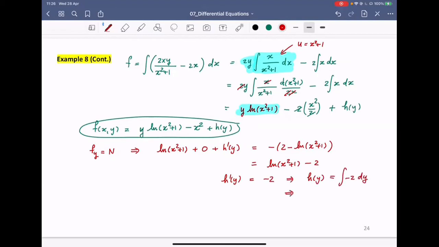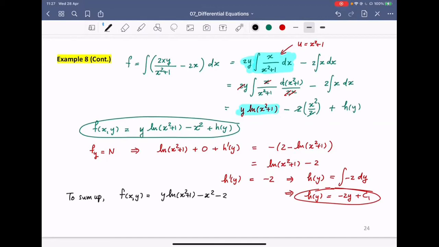Right? And that means your h(y) is going to be negative 2y plus c, let's say constant c1. So when you have h already, come back to sum up. This is your f. Your f is going to be y log x squared plus 1 minus x squared minus 2y plus some constant c1. And then the general solution.